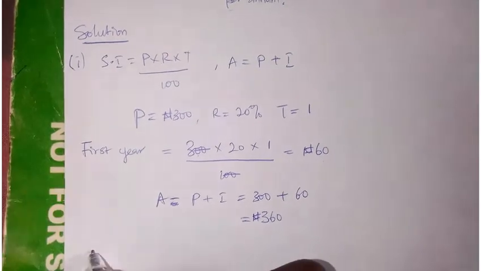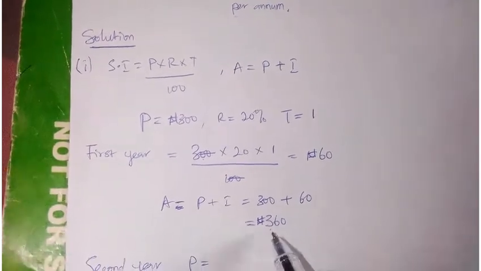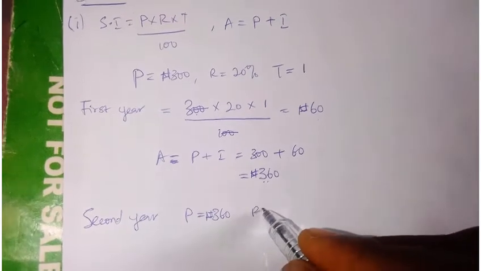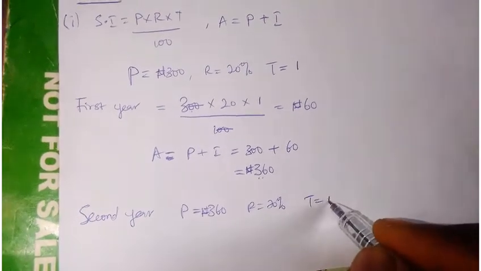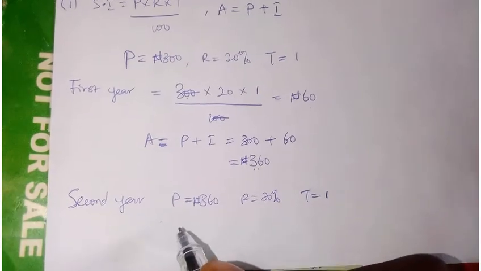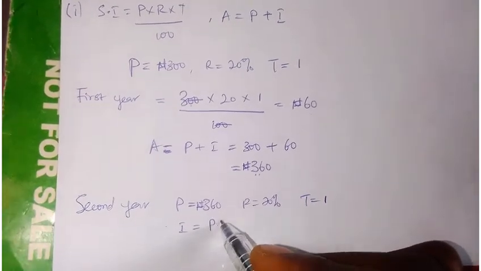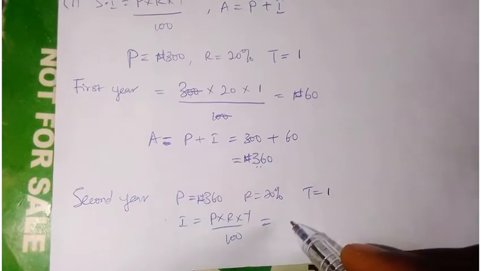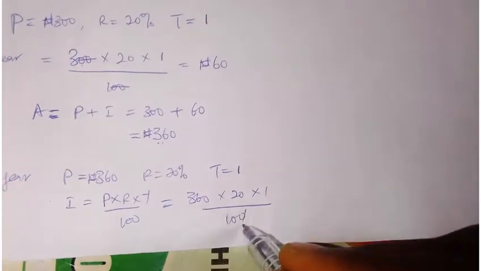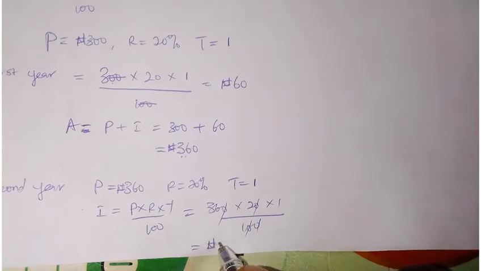So after the first year, I have an amount of 360 naira. For the second year, my principal now becomes the new amount. My principal for the second year now becomes the new amount, that's 360 naira. My rate remains the same, 20%. And my time still remains 1 year for the second year too. Now, I'm going to be using my interest formula to solve for the interest, where I equals Principal times Rate times Time over 100. And this leaves me with 360 times 20 times 1 over 100. In this case, 0 cancels 0, 0 cancels 0. My answer is 72 naira. So my interest here is 72 naira.